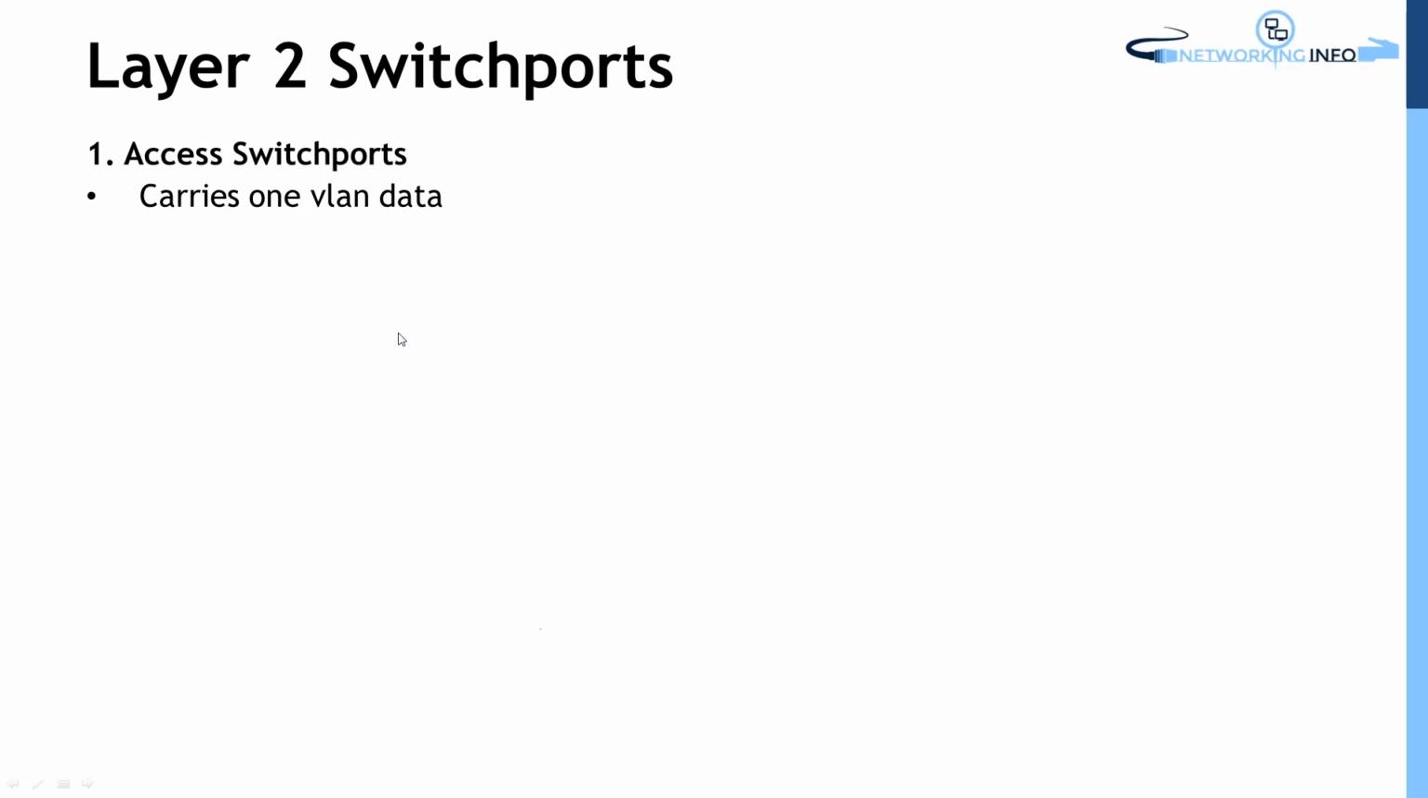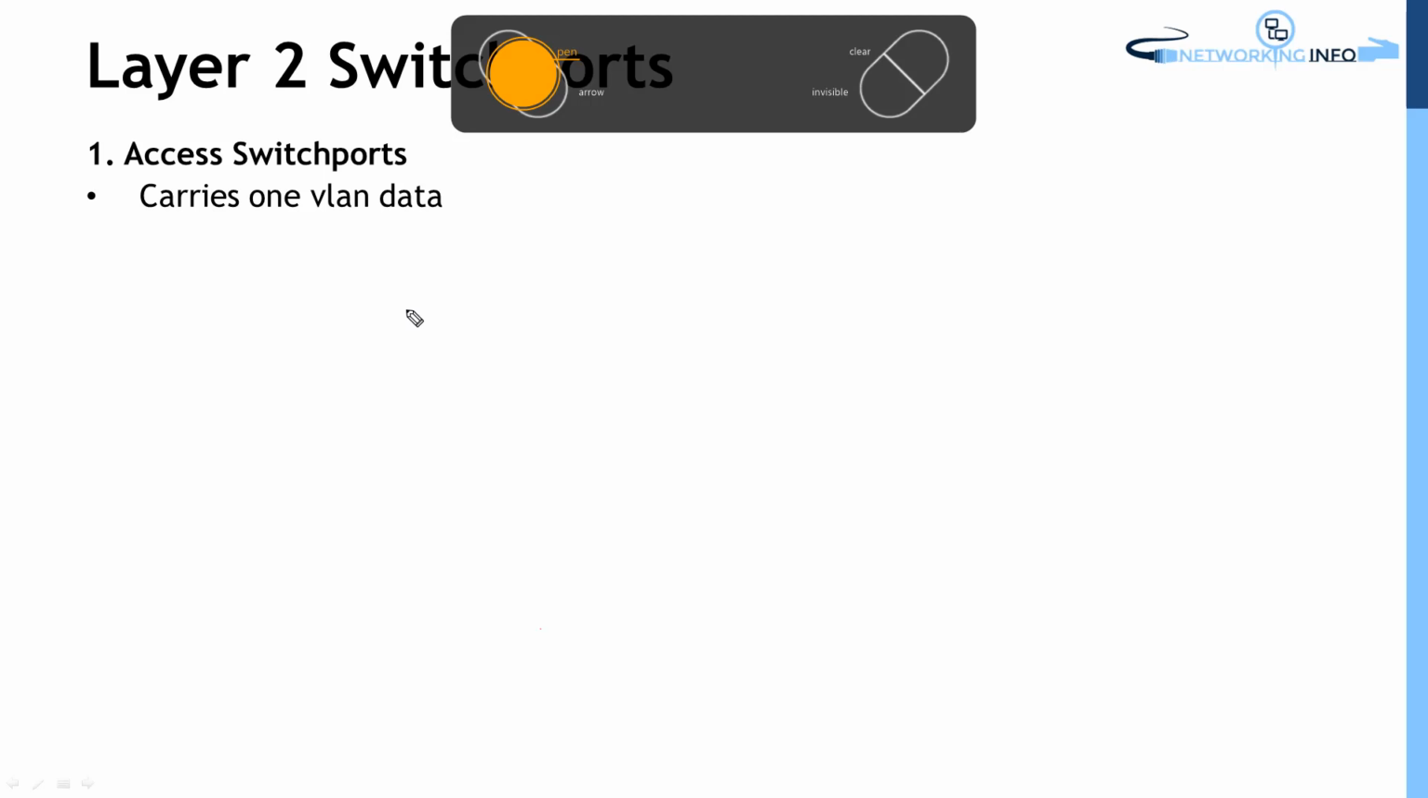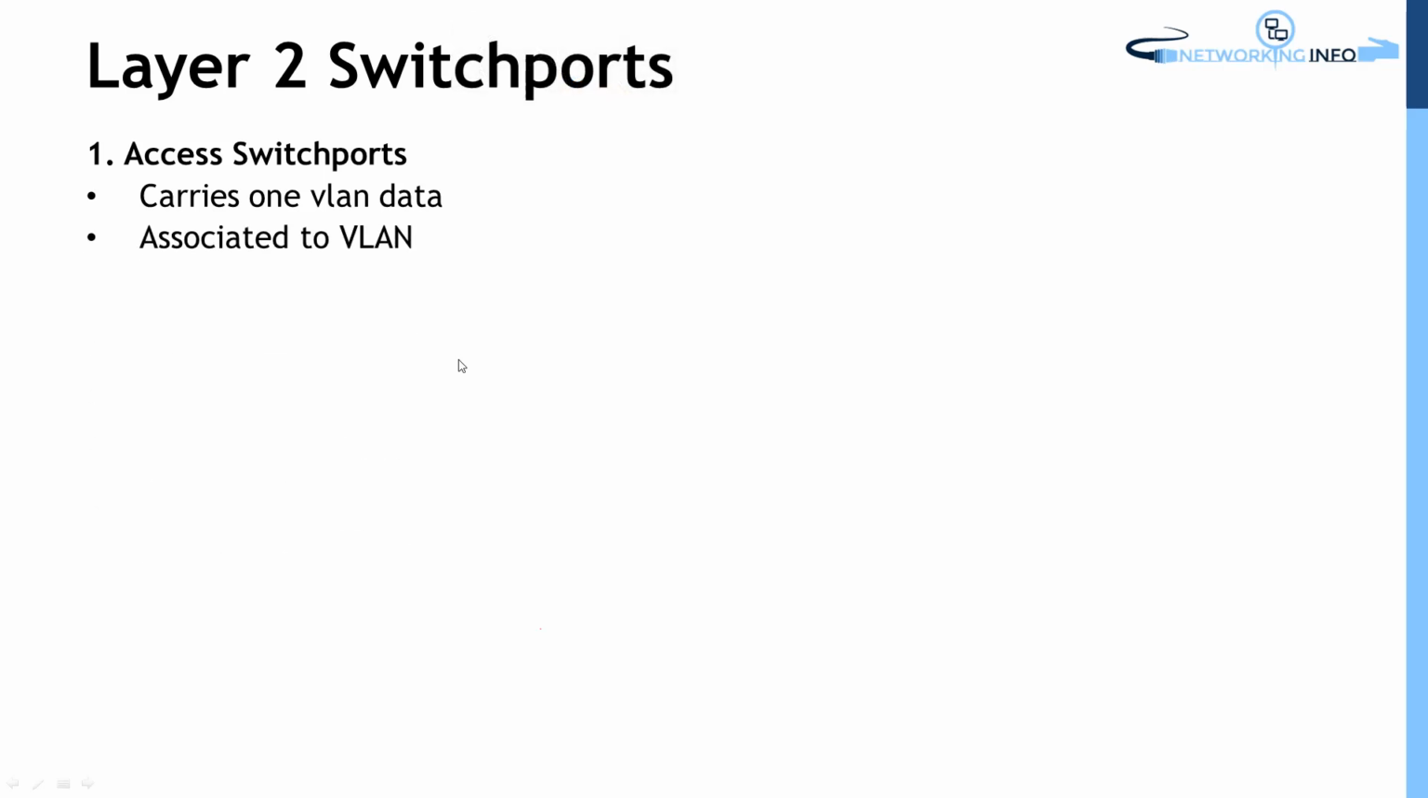It means the access port carries one VLAN data and is a member of a VLAN. So access port will always be the member of a VLAN. Next, it is associated to a VLAN. Yes, by default it is associated to VLAN 1 in switches.